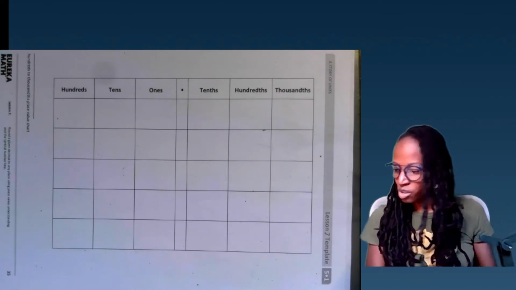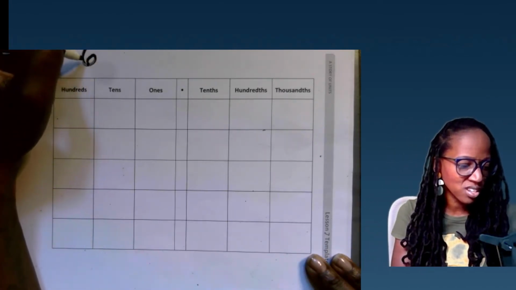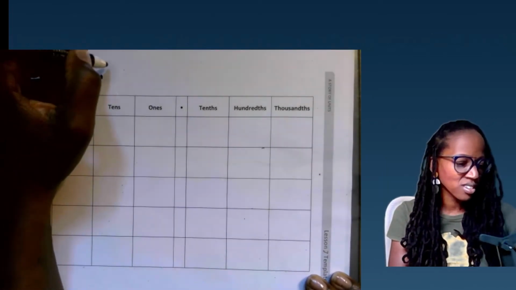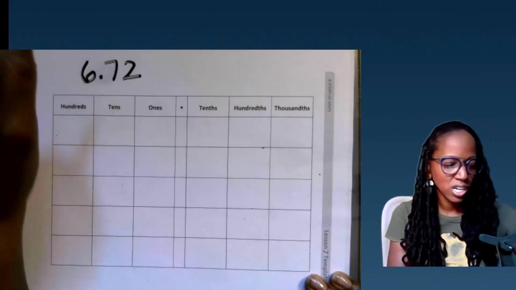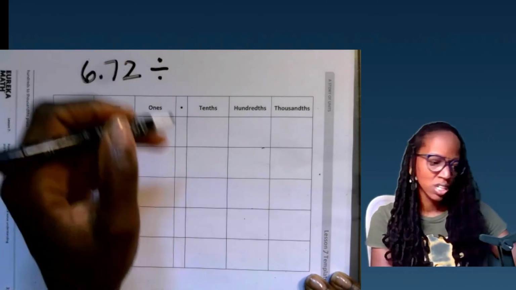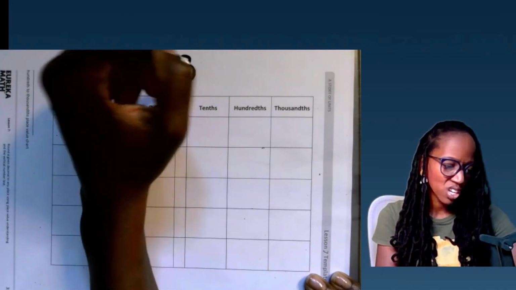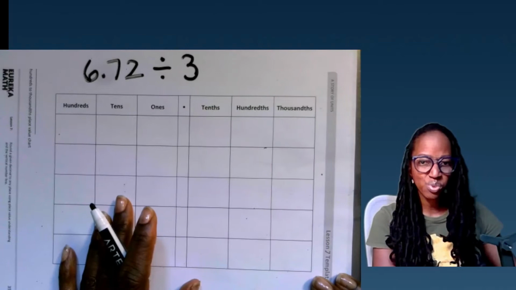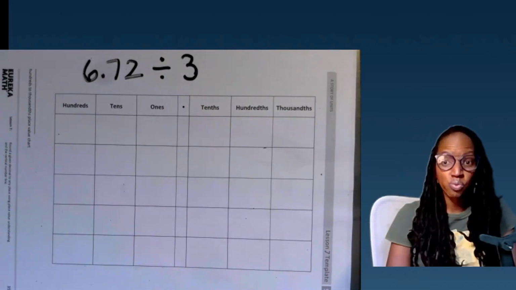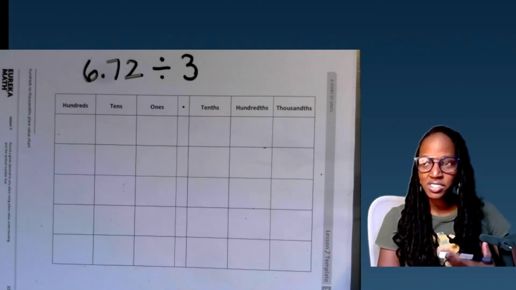Now, in the first example we're going to do, our dividend is 6 and 72 hundredths, make sure you can see that okay. And we're going to divide that into 3 equal groups, or we can just say among 3 people. We can pretend this is money again. We've got $6.72, or we read that decimal number 6 and 72 hundredths. We're dividing that into 3 equal groups.